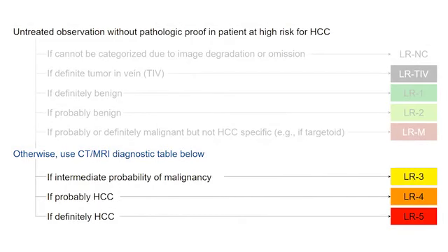So once we went through all these decision nodes, and we excluded LR-NC, LR-TIV, LR-1, LR-2, and LR-M, we are now left with a choice of LR-3, 4, and 5, and we use the CT/MRI diagnostic table to categorize lesions as 3, 4, and 5. Before we get to the CT/MRI diagnostic table, however, we have to discuss the major features.